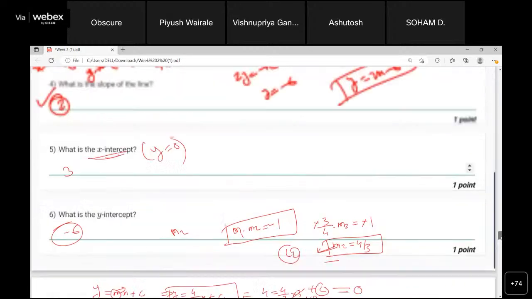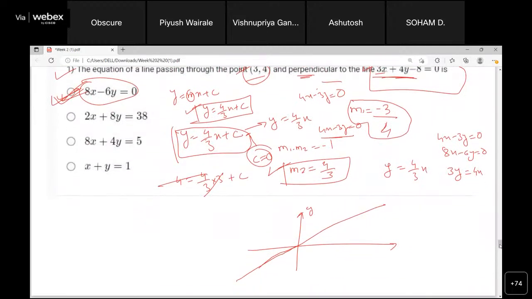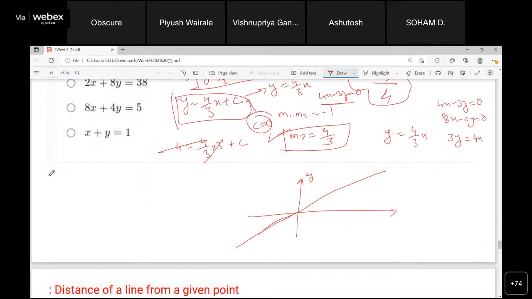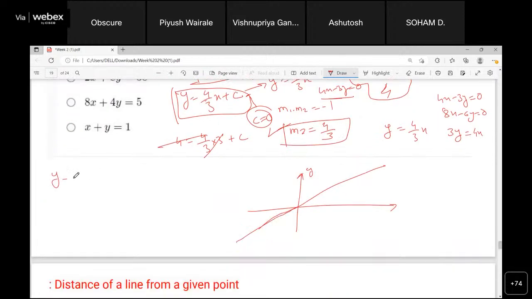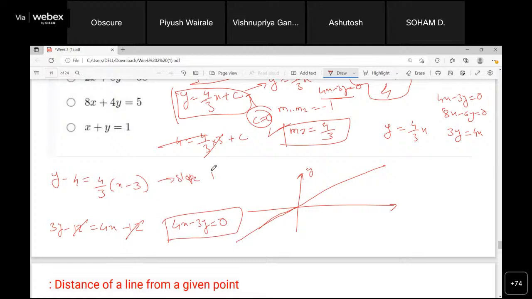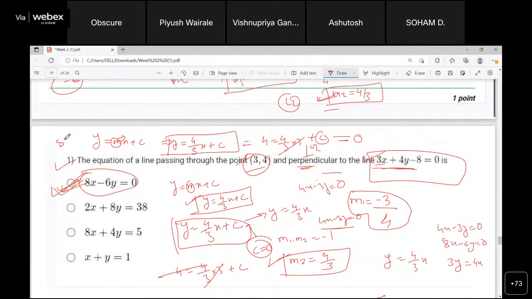Or if you want to find the equation using the slope point form, you can do that also. So y minus y1, what is our point? 3 comma 4, that is 4, right? That is m, what is m? 4 by 3 into x minus x1, that is 3. Now just cross multiply: 3y minus 12 equals 4x minus 12. So this minus 12 will get cancelled: 4x minus 3y equals 0. We are getting the same equation, right? This is using the slope point form, and initially I used the slope intercept form, right?